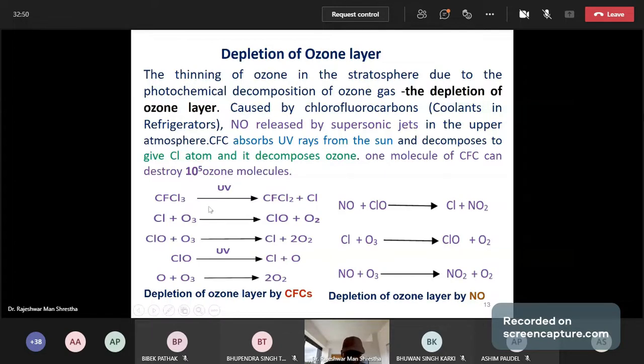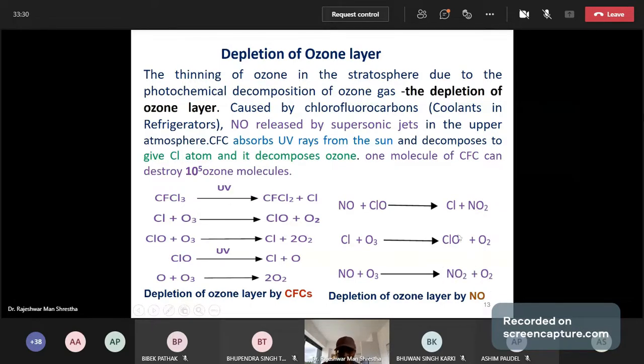Ozone is not present as ozone in the upper atmosphere. And in this way, depletion of the ozone layer by CFC occurs. Next, depletion of the ozone layer by NO gas released by supersonic jets. NO gas reacts with the chlorine monoxide in the atmosphere formed by using CFC, changing it to chlorine. And chlorine is the most active agent to destroy ozone. Chlorine reacts with the ozone to form chlorine monoxide and oxygen, and nitric oxide itself reacts with the ozone to form nitrogen dioxide and oxygen. But in this case, ozone has been changed into other gases.